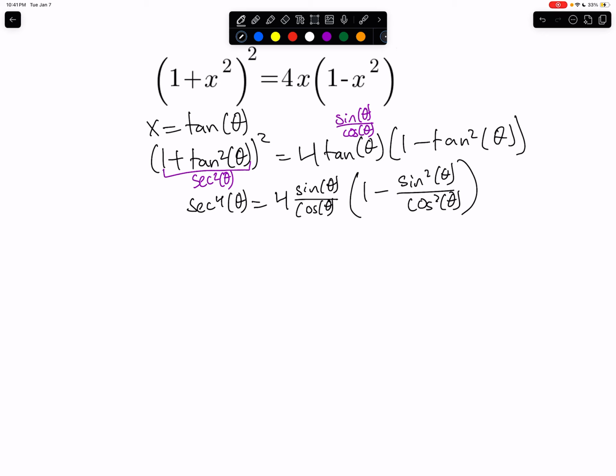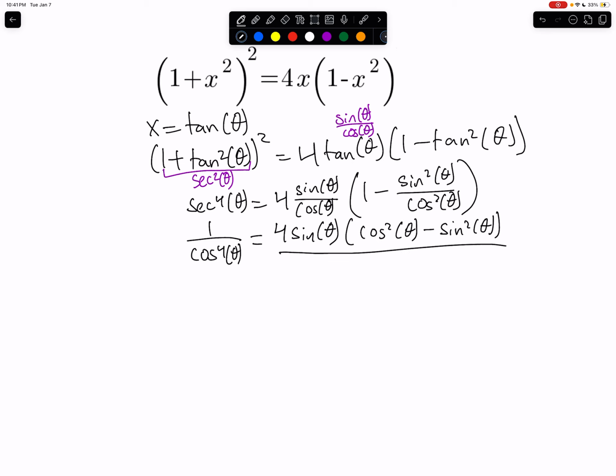No. Let's continue. Secant to the fourth of theta is the same as 1 over cosine to the fourth of theta. So then this is the same as, if we distribute, we should get 4 sine of theta times (cosine squared of theta minus sine squared of theta) all over cosine cubed of theta. Right?